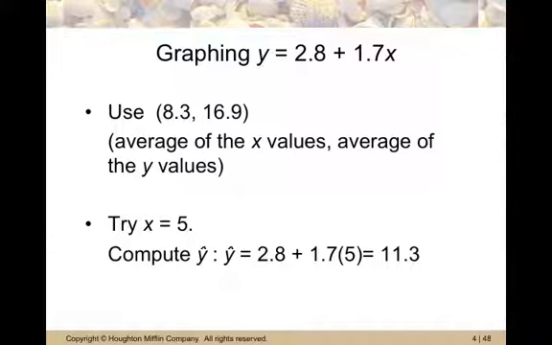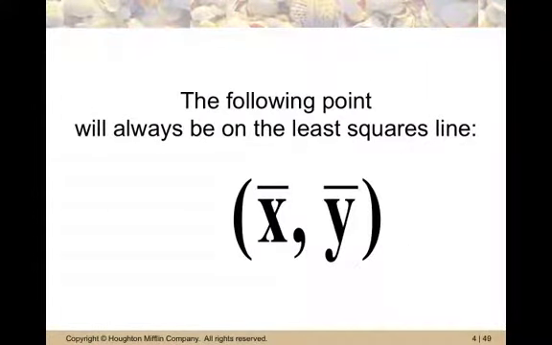So try, say, x equals 5. So then y hat is going to equal 2.8 plus 1.7 times 5. Okay, just plugging in 5 for x, and you get 11.3. So you get another ordered pair of 5, 11.3, and that makes it easy. Again, x bar, y bar will always be on your line, so that's always a good place to start.